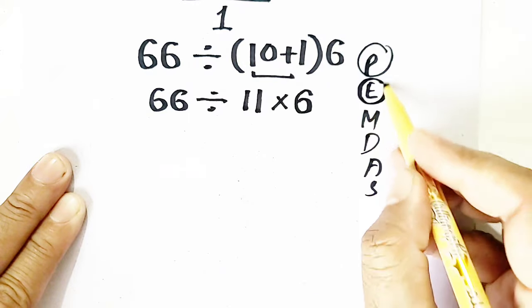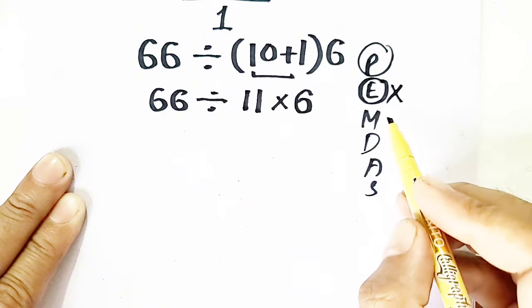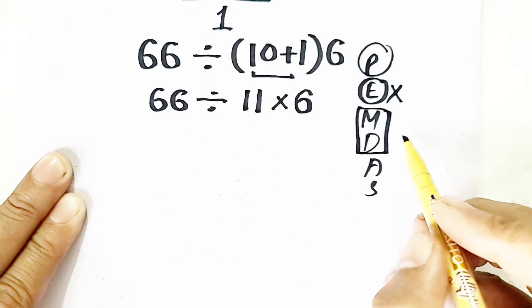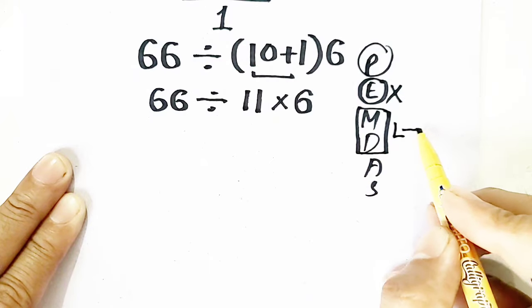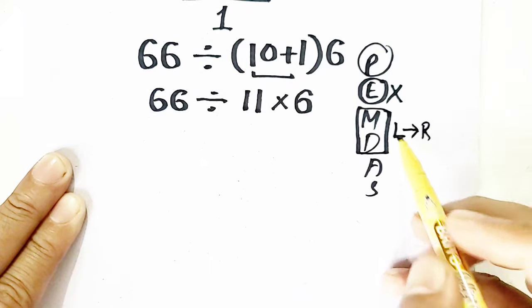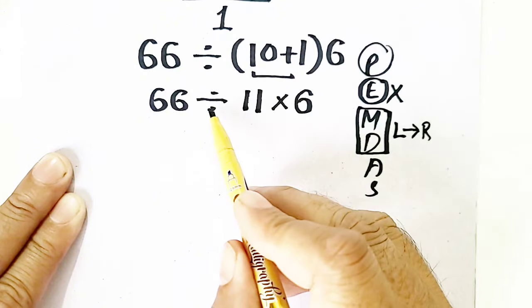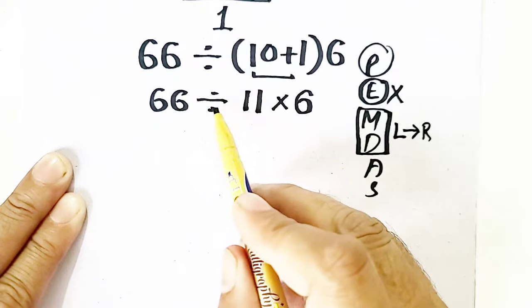Now, in this case, exponent is not involved because here is no exponent. Then multiplication and division both have the same priority. But remember that this priority should be from left to right. Both are equal, but we have to move from left to right. Meaning, here division is at left and multiplication is at right, so we have to handle the operation.